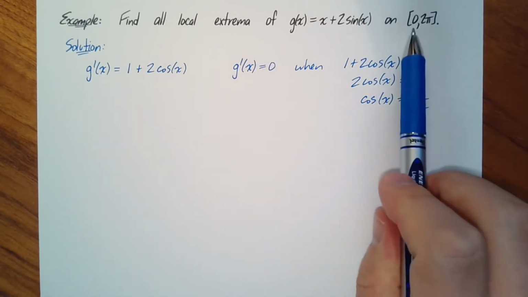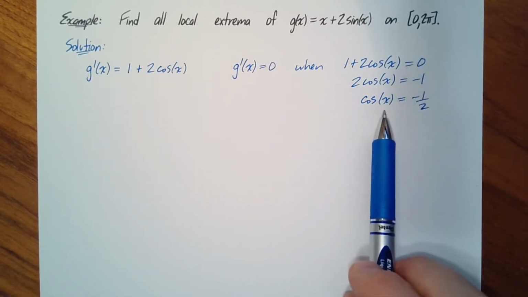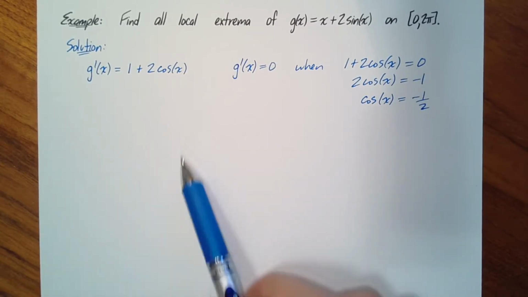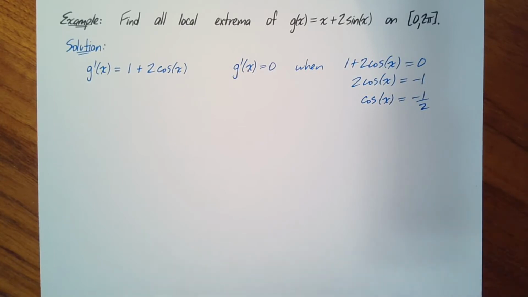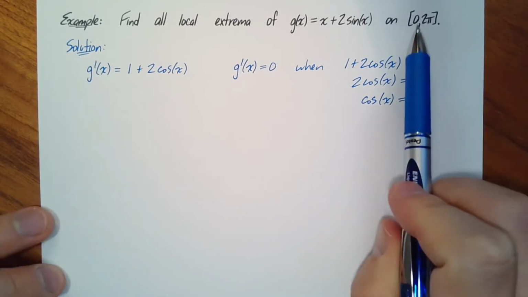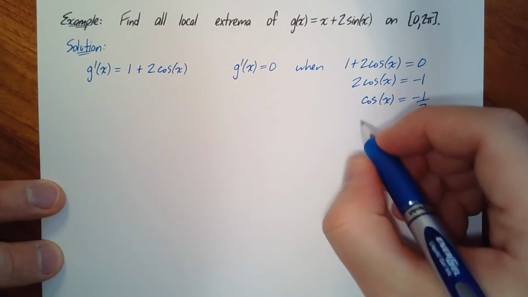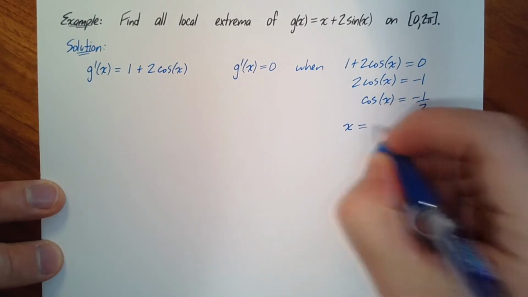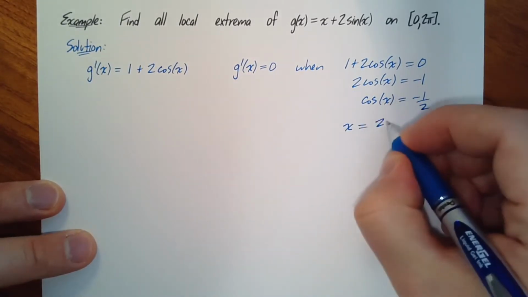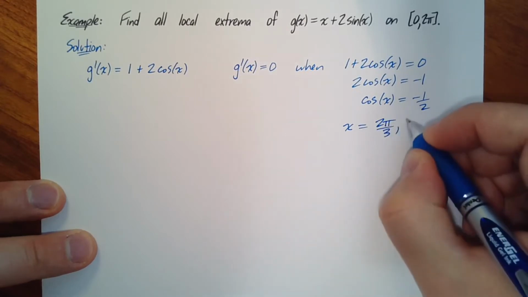And remember, there's an infinite number of values where this happens, right? Because cosine of x is a periodic function. If you do the graph, it just keeps going up and crossing the x-axis back and forth over and over and over again. And it will hit negative 1/2 as a y value infinitely many times. But if you restrict yourself to the closed interval 0 to 2 pi, what you'll find is this only happens at the values x equals 2 pi over 3 and 4 pi over 3.